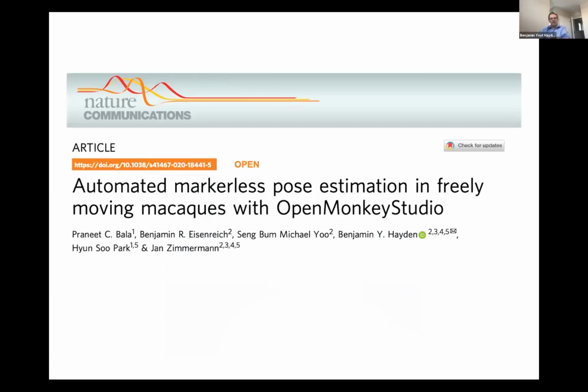We've been working for the last several years collaboratively on this 3 co-senior author paper that just came out a couple months ago, where we introduced OpenMonkeyStudio, which is a tool that we developed for monkey tracking. I'm just going to briefly introduce it to you because it's critical for the rest of the brief talk that I'm going to mention today.